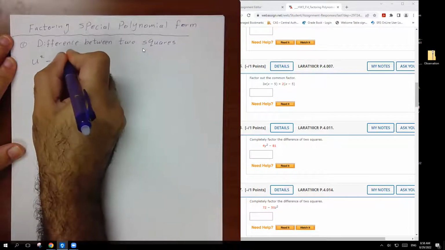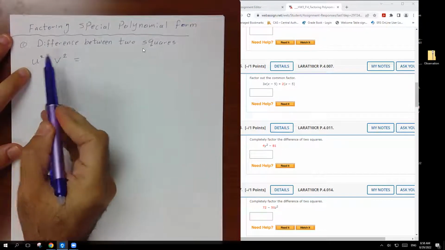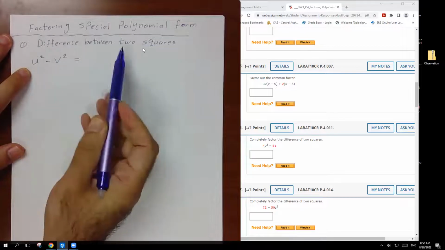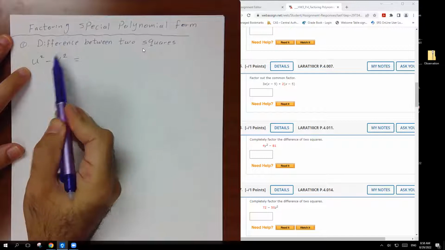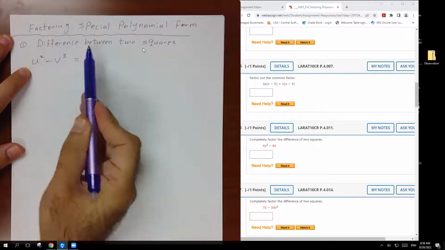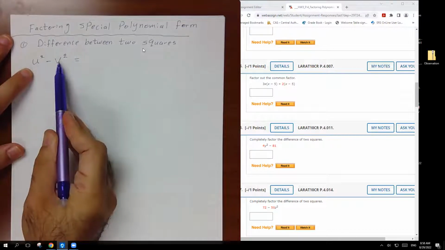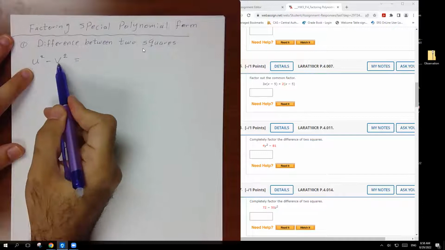minus v squared. So you see, u squared, that's why it says difference, always minus. If it's a plus, you can't use this one. Always minus, be careful. Always minus, that's why it's difference between two squares. That means we have squared here and we have squared. So now it's u squared and v squared.